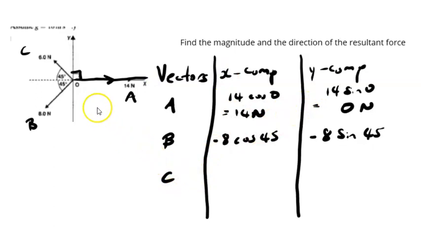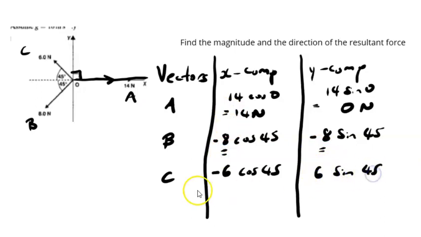Let's look at C. C is going in the x direction, that's going to be a negative as well. It's going to be negative 6 cos 45, and I'm going to put my equal there. And it's going to be positive 6 sine 45. We're going to calculate these, put them in the calculator, and then write the values we get. Then we're going to deal with the Rx as well as the Ry. Give me a second to grab my calculator and do the calculations.